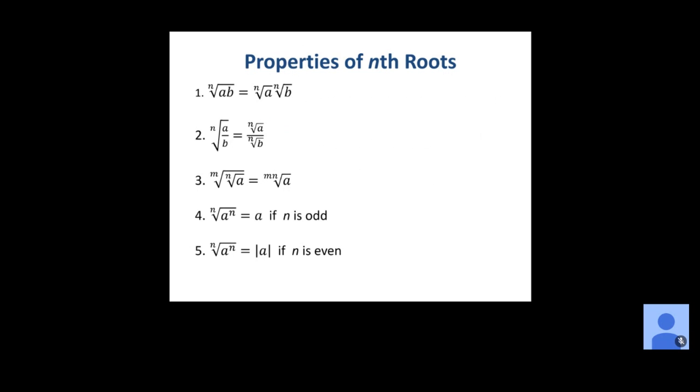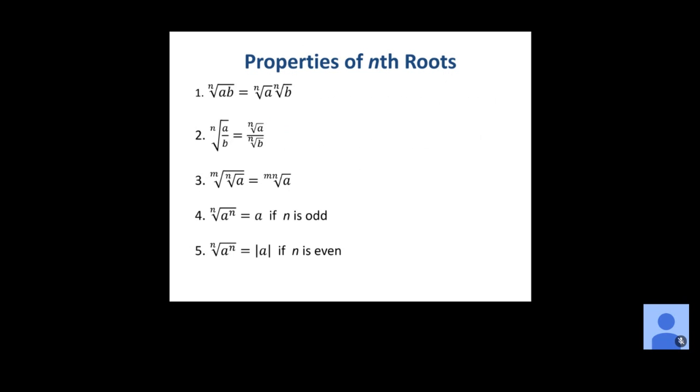All right, now the properties of our roots. If you have the nth root of a times b, we can split that radical in two and say that's the nth root of a times the nth root of b. So multiplication, we are allowed to split up into two separate radicals. Same thing with division. If we have the nth root of a divided by b, we can take the nth root of the numerator divided by the nth root of the denominator.